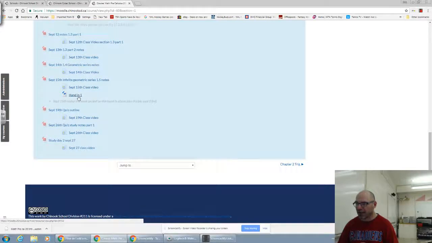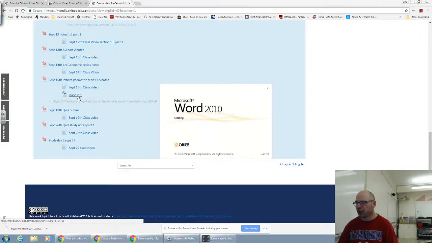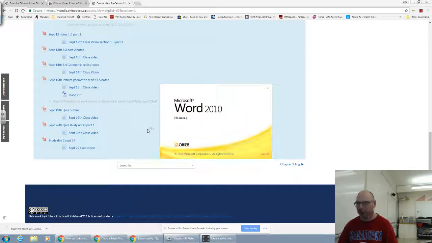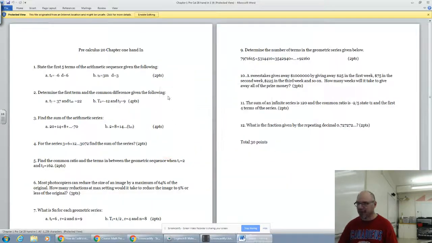So if I click on a hand-in, it would open up in Word format, and then you would be able to print it off, do your work right on it, scan it, and email it. Now, most of mine will have space. This one doesn't, but you'll see that's a typical hand-in for what you would do. That would be a unit ending hand-in for the first unit. Do all those 12 questions there.